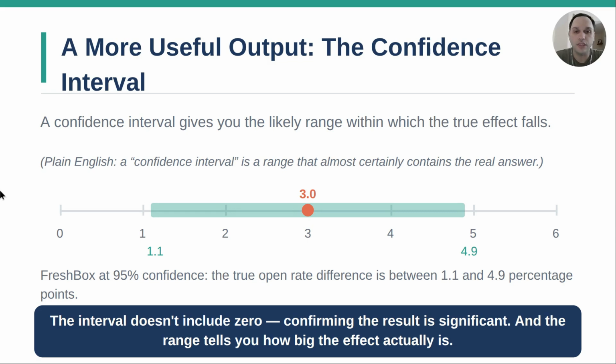Two things that range tells you. First, it doesn't include 0, which confirms the result is significant. Because if 0 were in the range, no difference would still be plausible. Second, it gives you a sense of the practical size of the effect. The true difference is probably at least 1 point and probably no more than 5. That's more useful than a p-value alone.